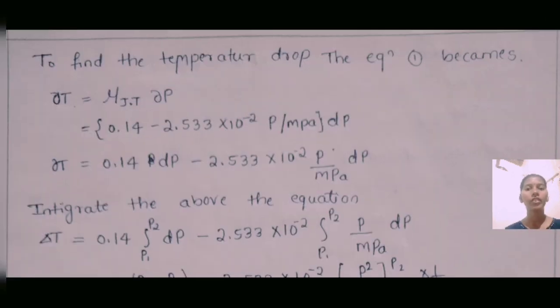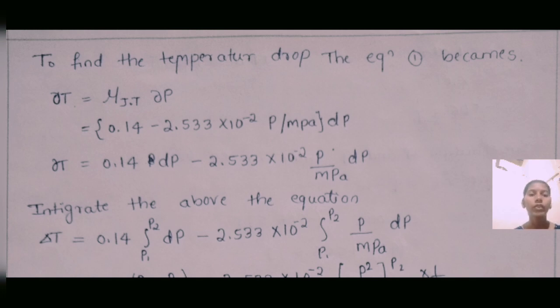To find the temperature drop, equation number 1 becomes dou T is equal to mu JT into dou P. Put the values of mu JT, then dou T is equal to 0.14 minus 2.533 into 10 raised to minus 2 into dP. Dou T is equal to 0.14 dP minus 2.533 into 10 raised to minus 2 pressure per megapascal into dP. Integrate the above equation.